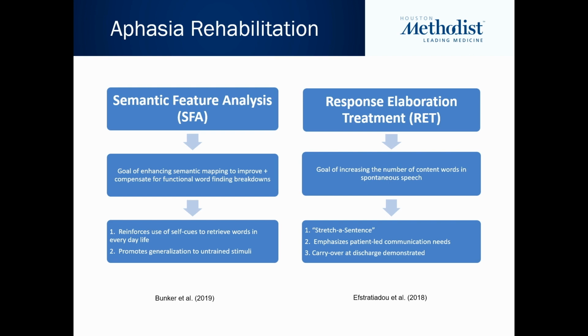This is an impairment-based treatment protocol that targets improving a patient's ability to increase semantic mapping so they can retrieve words functionally. Research has shown that there is generalization from untrained stimuli to functional stimuli in social communication opportunities. Same thing with response elaboration treatment, goal of increasing the amount of content spoken.